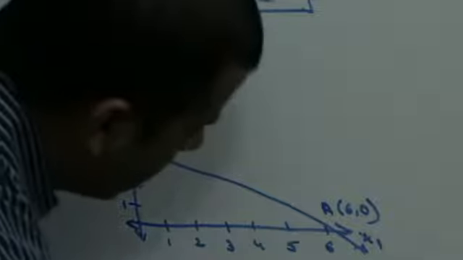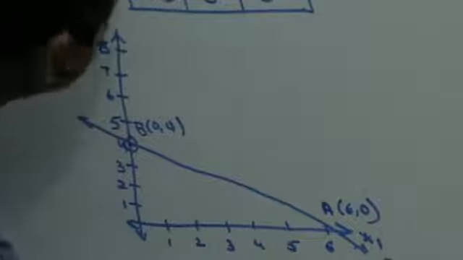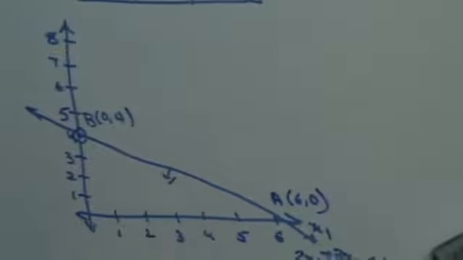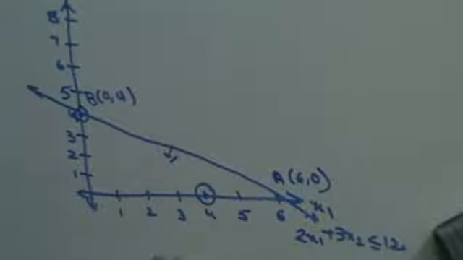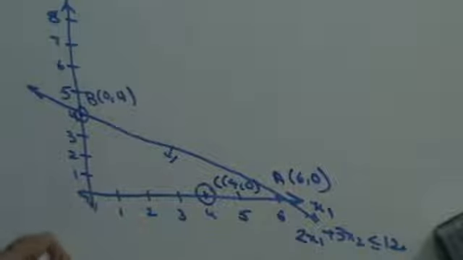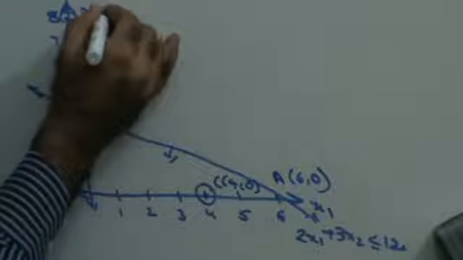Right? Where I can say 2x1 plus 3x2 is less than or equal to 12. Less than means it has to be behind. Next, x1 is equal to 4, so this is going to be that point 4, 0. And x2 is going to be equal to 8. This is going to be that point 0, 8.